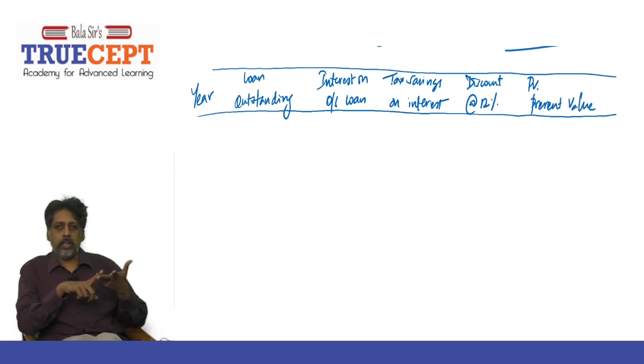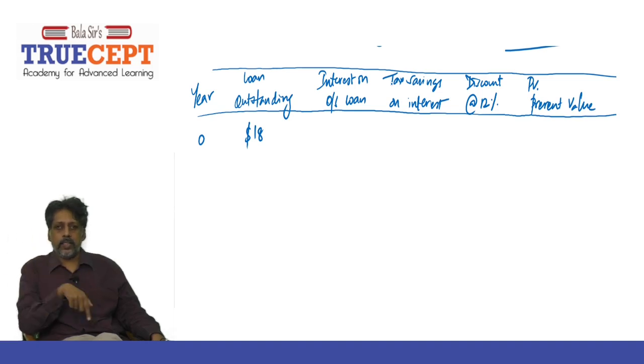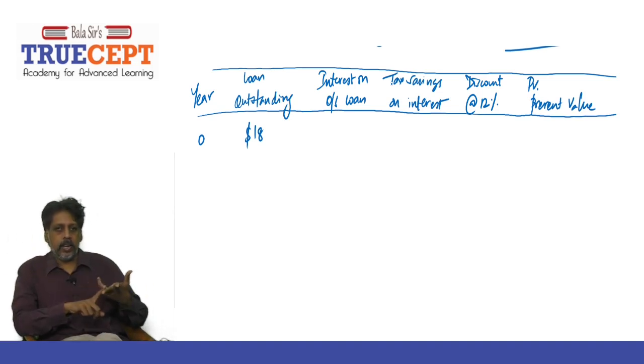Now please write under year, write 0. And second column, how much? 18 lakh is the loan outstanding. If people wonder how you got 18 lakh, it is nothing but the $30 lakh initial outlay into 60%, which is 18 lakh. That's the loan borrowed. And that is all. In other columns, nothing.